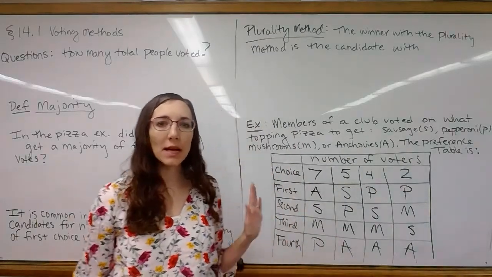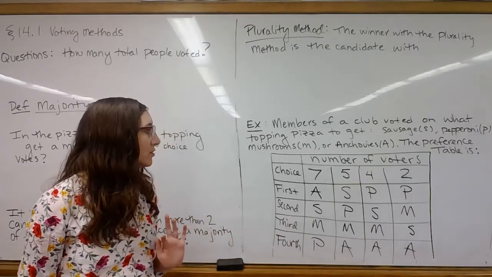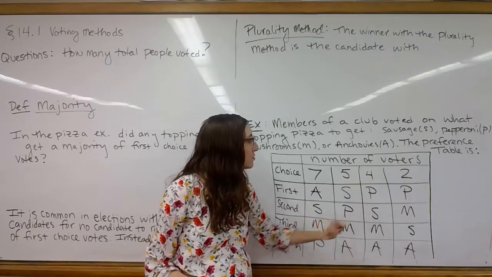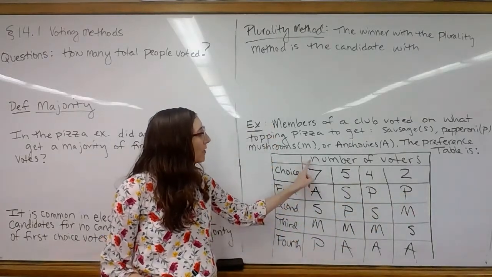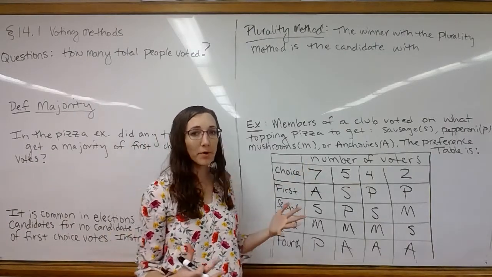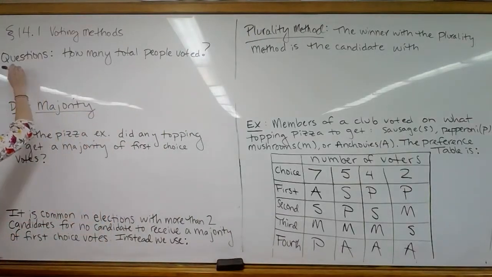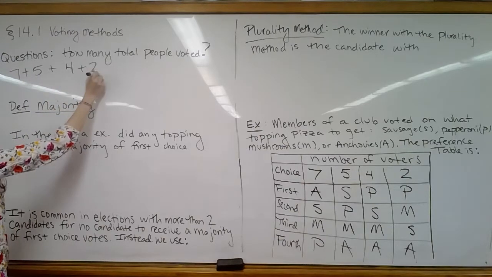Well, let's take a look at the table for a minute and see if we can figure it out. Remember, a couple of our voters: Jim's vote was one of these 5, and Susie's vote was one of those 2. Remember, the numbers across the top are the number of people that voted that way. So if we want to find the total number of voters, we would just need to add all of those up. So we would have the 7 plus the 5 plus the 4 plus the 2.